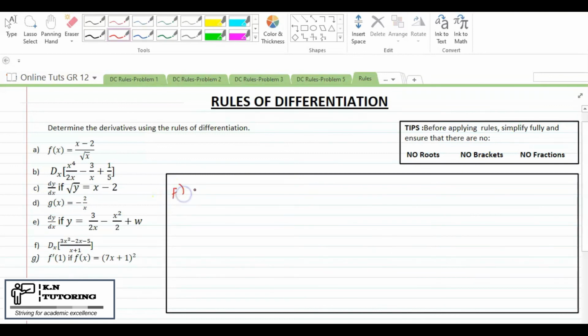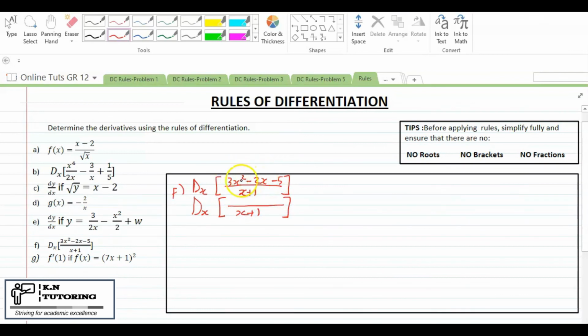F: d/dx of (3x² − 2x − 5), all divided by x + 1. Remember, you have to simplify fully first by removing roots, removing brackets, and removing fractions. We don't have roots here, and we don't have brackets, but we have fractions, so we must get rid of those fractions. Since I'm simplifying, I continue writing my notation and simplify whatever is inside the bracket. At the bottom I have x + 1. I can't do anything with that.